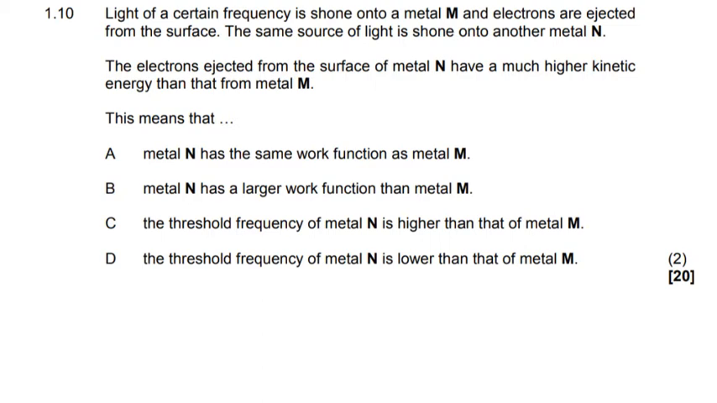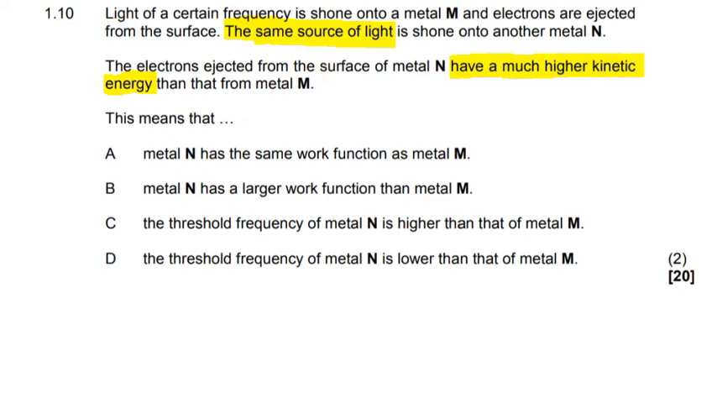All right, now for 2017. 2017 says light of a certain frequency is shone onto a metal M and electrons are ejected from the surface. Okay. The same light source, so that's a very key word, the same light source, right? So which means that the frequency has not changed, right? So the same light source is shone onto another metal N, right? The electrons ejected from the surface of metal N have a much higher kinetic energy than that from metal M.